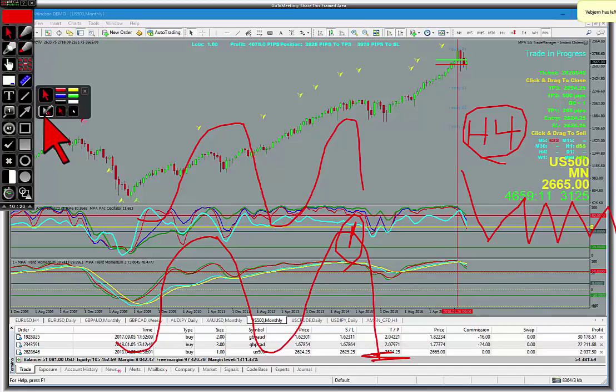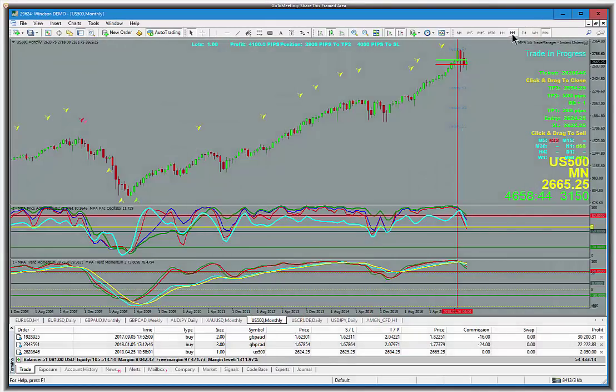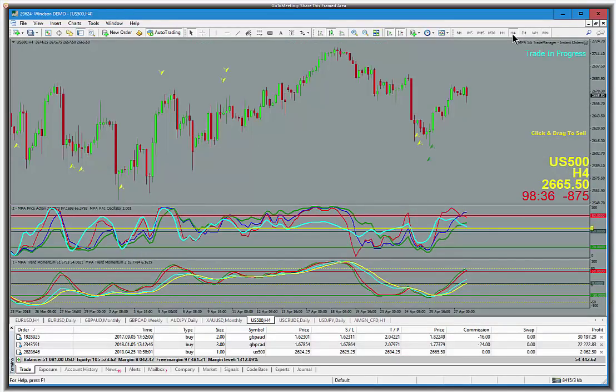oversold. Just one second, I'm going to change this out. Okay. All right, so the 4-hour, back to what we were saying. All right, sorry about that.